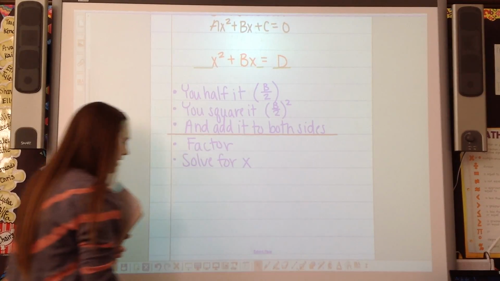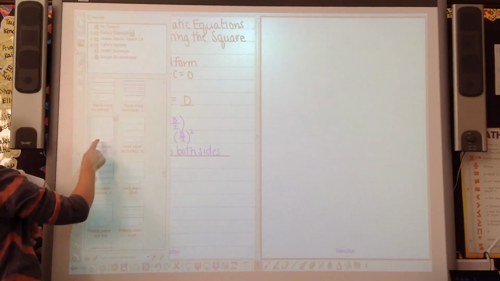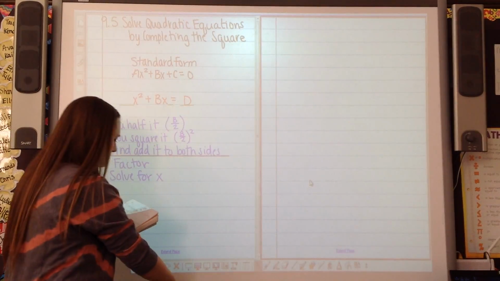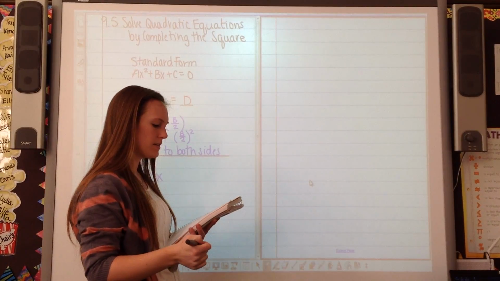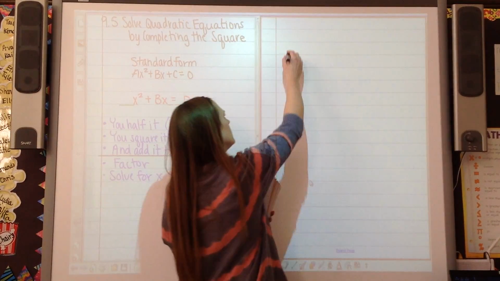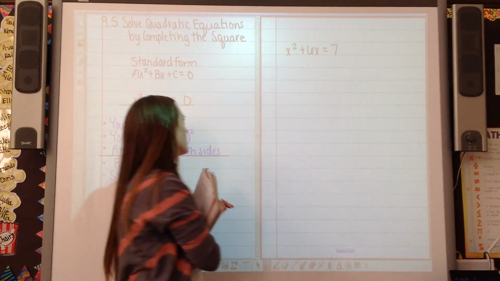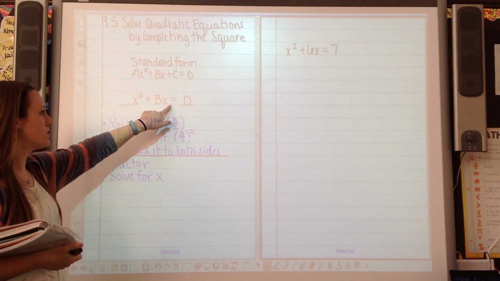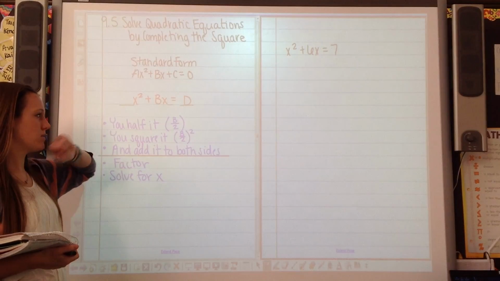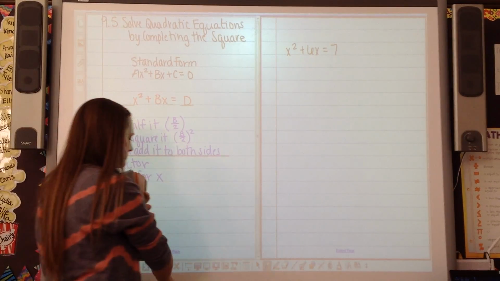Okay. Now that we know the process, let's try a problem. Let's try x squared plus 6x equals 7. Okay, now look at this is the form we want. We have no a term, we have no c term, and we have a number to the right, so we're good to go. So you're going to take your b term.